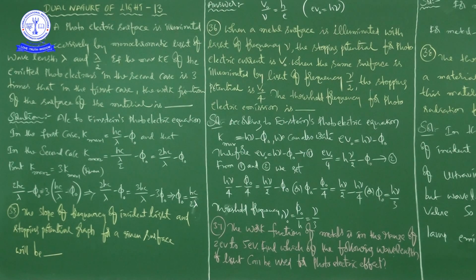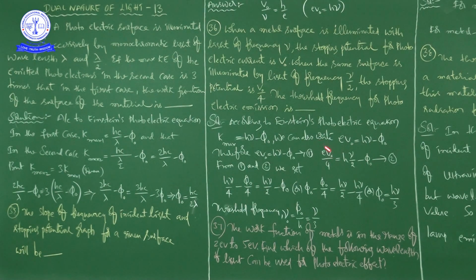And in the second case, when the same surface is illuminated by light of frequency nu by 2, the stopping potential is V0 by 4. So e into V0 by 4 is equal to h into nu by 2 minus phi naught. That is equation number 2, and the earlier one is equation number 1. From equation 1 and equation 2, we get h nu by 4 minus phi naught by 4 is equal to h nu by 2 minus phi naught.